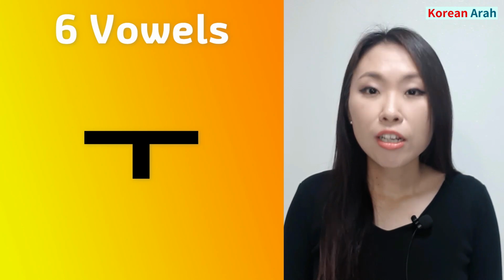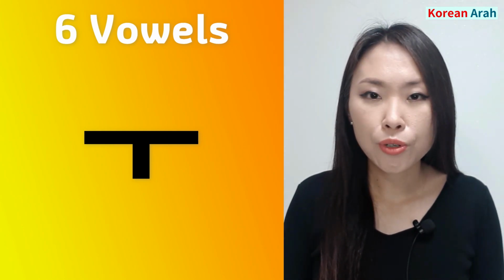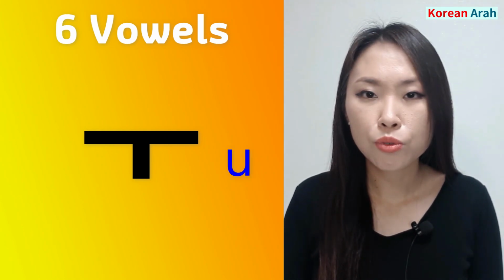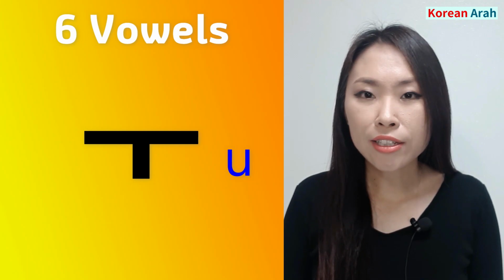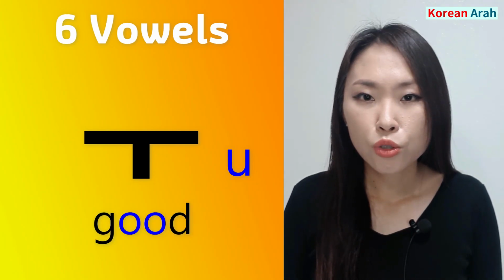This vowel is u. The romanized letter for u is U. U sounds like the letters OO in the word good.